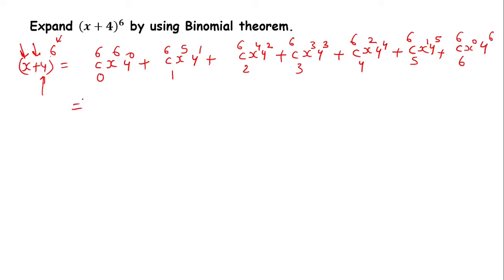How do you simplify this? 6c0. If you simplify this, 6c0 is nothing but 6 factorial over 0 factorial, then 6 minus 0, which means again 6 factorial. So I will get 1. 6c0 is 1. Or let me tell you, my dear, one more thing. nc0 is always 1. Remember it. And ncn is also 1. x power 6, 4 power 0 is 1.